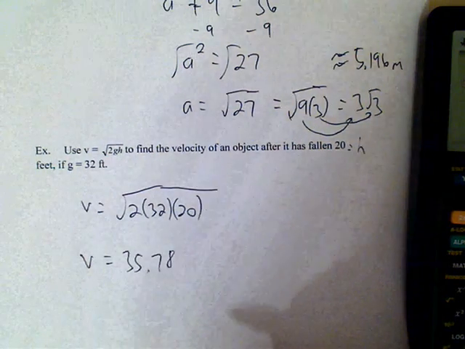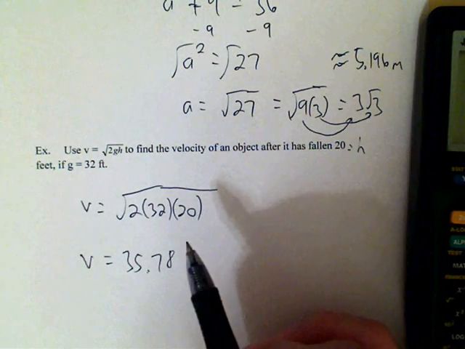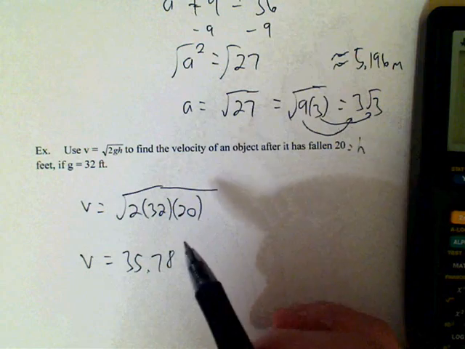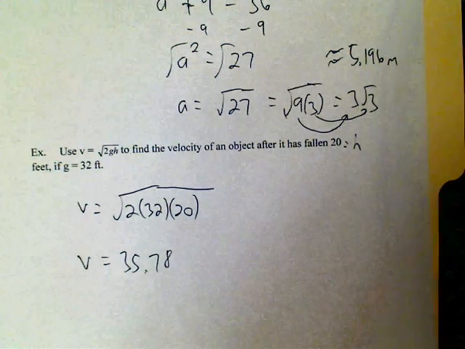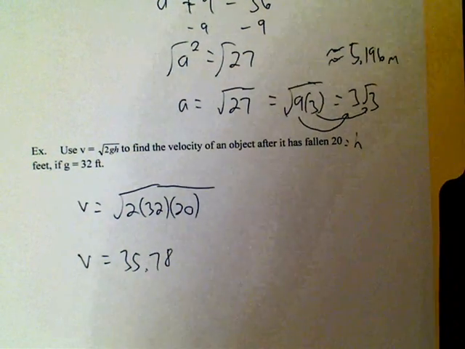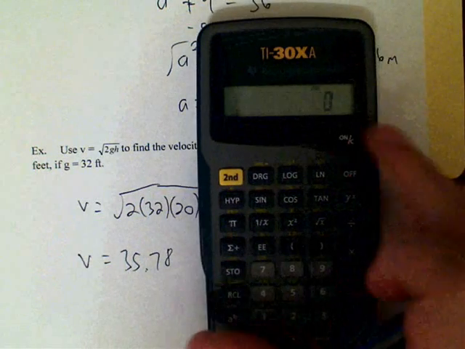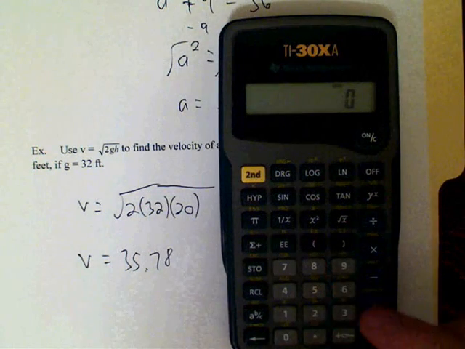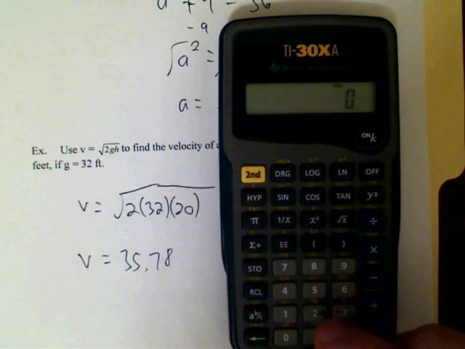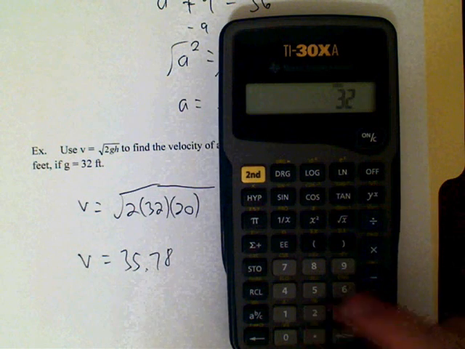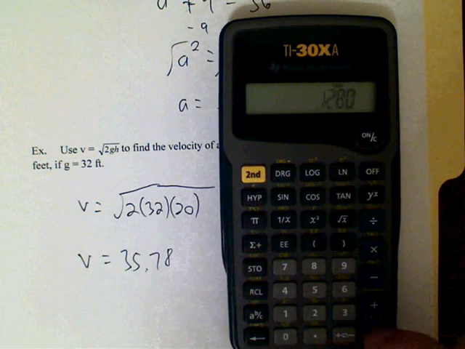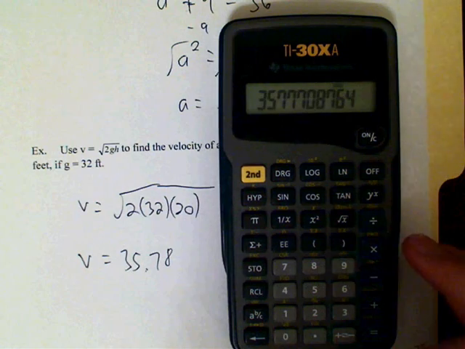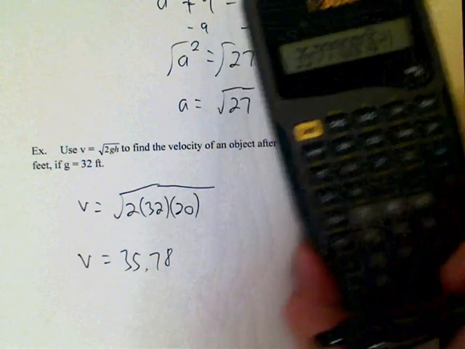And then it could be whatever the units may be, feet per something. Now at the scientific, what you want to do is do the work under the radical first. 2 times 32 times 20 gives you that, and then the square root. See that? Either way is fine. Doesn't matter which calculator that you use.